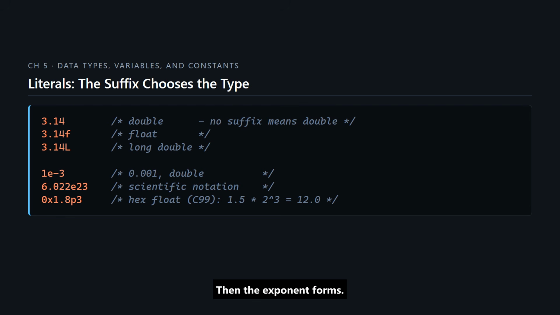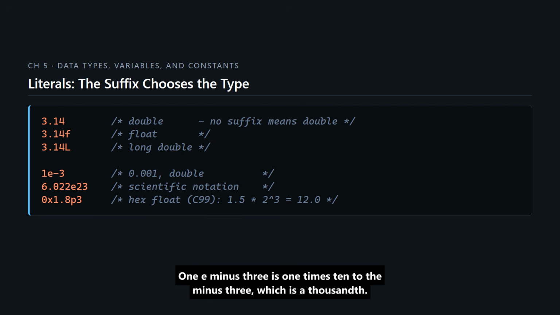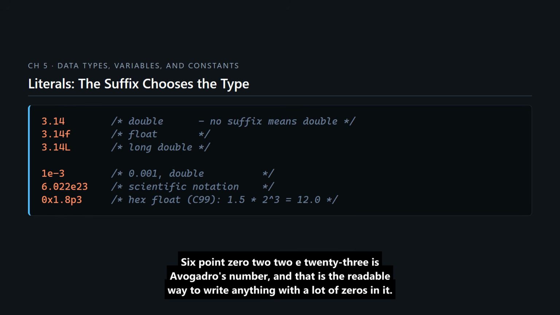Then the exponent forms. 1e-3 is 1 times 10 to the minus 3, which is 1,000th. 6.022e23 is Avogadro's number, and that is the readable way to write anything with a lot of zeros in it.